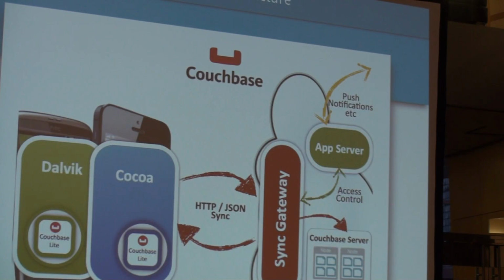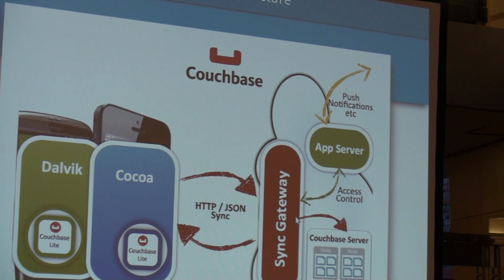Okay, so this is the Couchbase architecture in general. The Couchbase architecture consists of several parts. This is the mobile clients. There are mobile clients on multiple platforms, as you can see on the picture. And then they use secure HTTP JSON in order to communicate on the mobile device to something called the Sync Gateway.